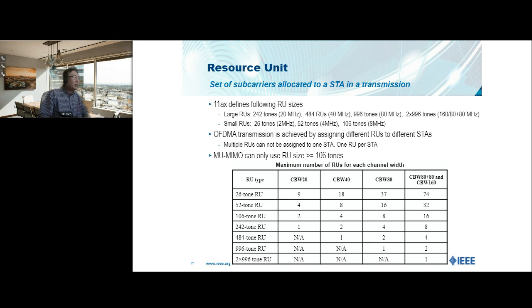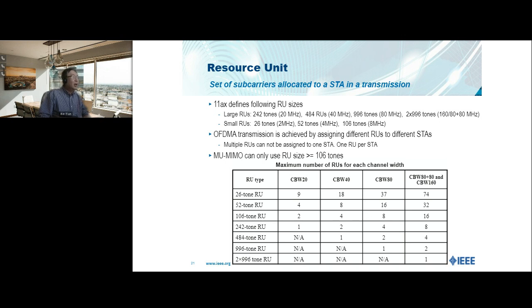And for MU-MIMO transmission, we only support RU sizes larger than 106 tones, so at least 10 megahertz, because MU-MIMO transmission is meant for high bandwidth applications. So MU-MIMO transmission we only reserve for the higher bandwidth. It needs at least 10 megahertz, which is 106 tones.